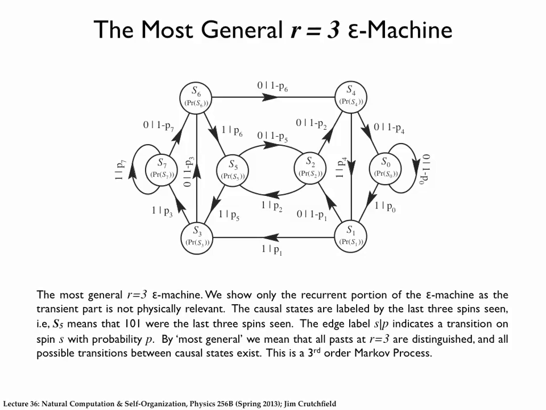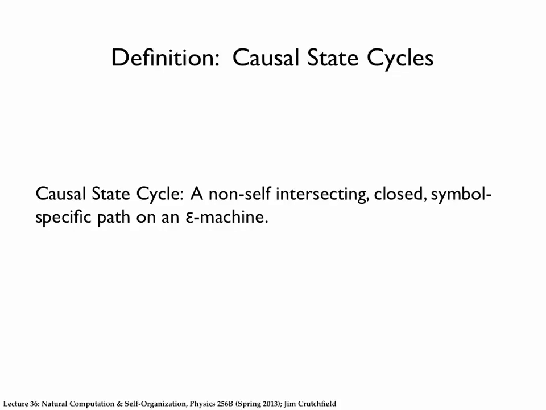So we want to define something that we call a causal state cycle. And by a causal state cycle, and I'll show you examples of these on the next slide, they're non-self-intersecting closed symbol-specific paths on an epsilon machine. Mouthful. What it means is that I start from one causal state and I keep going around a little family of causal states, just keep going around and around, and that will create my crystal structure.